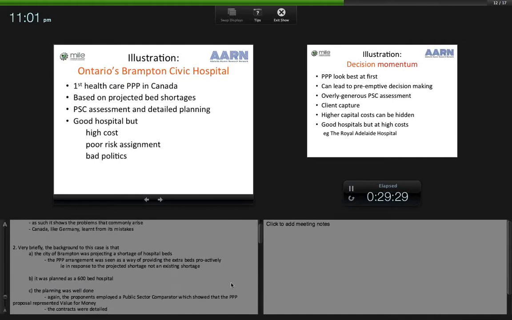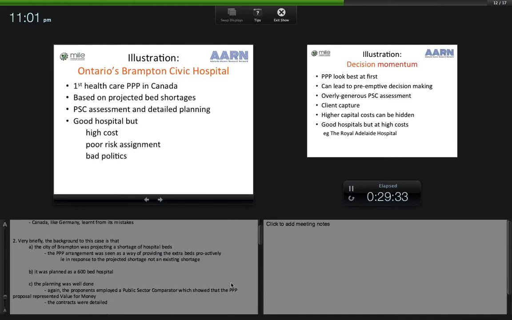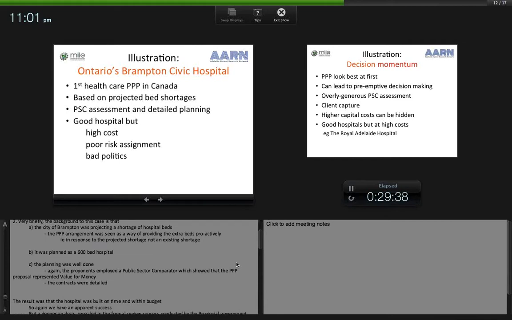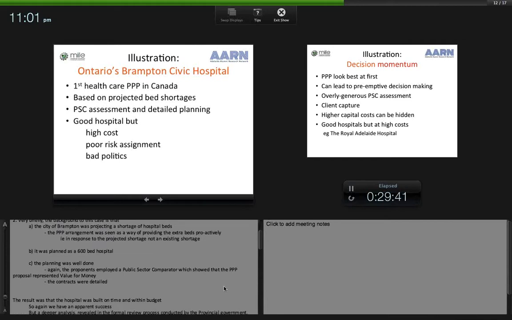Very briefly, the background to this case is that the city of Brampton was projecting a shortage of hospital beds. The PPP arrangement was seen as a way of providing the extra beds proactively. In other words, in response to the projected shortage and not waiting for an actual existing shortage. The hospital was big, a planned capacity of 600 beds, and the planning for it was well done.